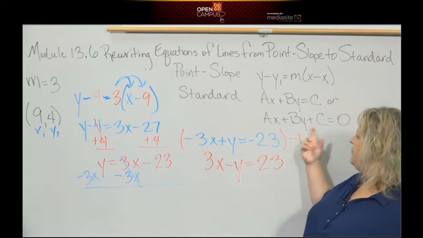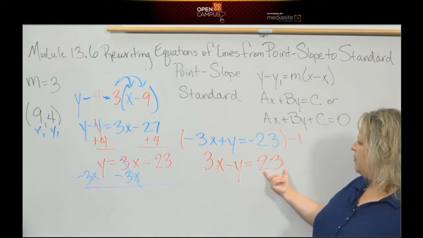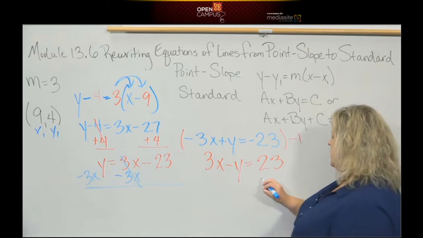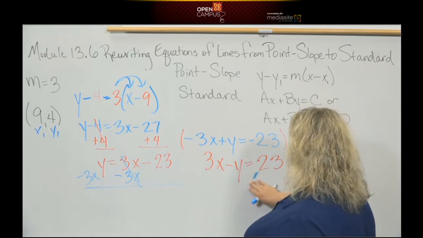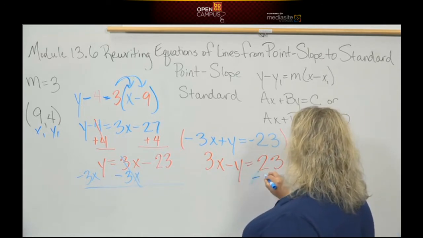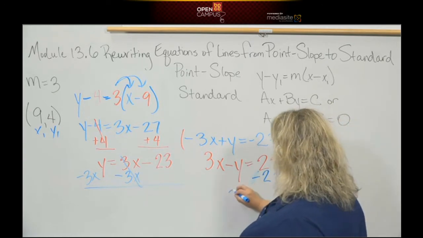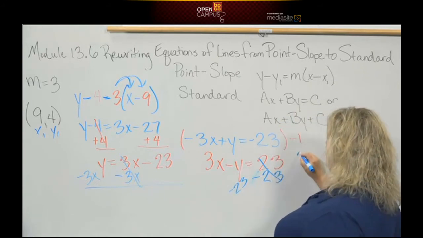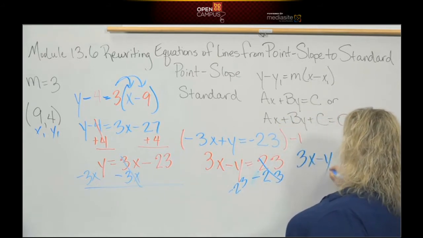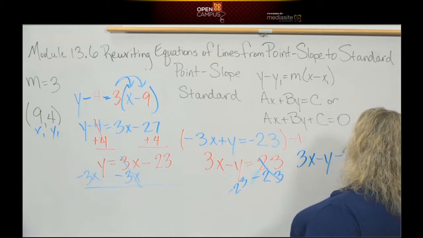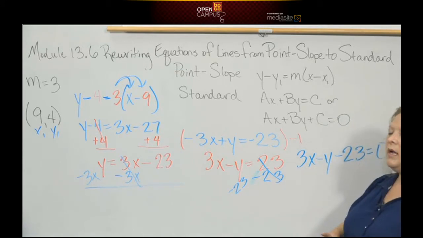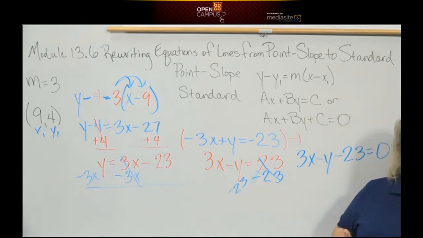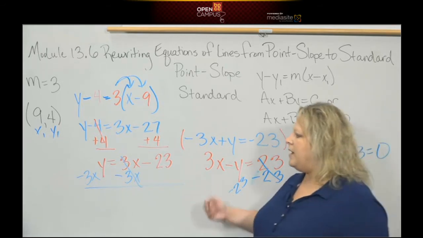Your last step, if you want to set it equal to 0, would be to take the 23 and move it over by doing the opposite. So I'll do that last step for you. Oops, we're going to subtract 23, not add 23. We're going to move it over here. And when I do that, I get 3x minus y minus 23 is equal to 0. So it is just depending on what the book, what the editor wants you to find, okay?